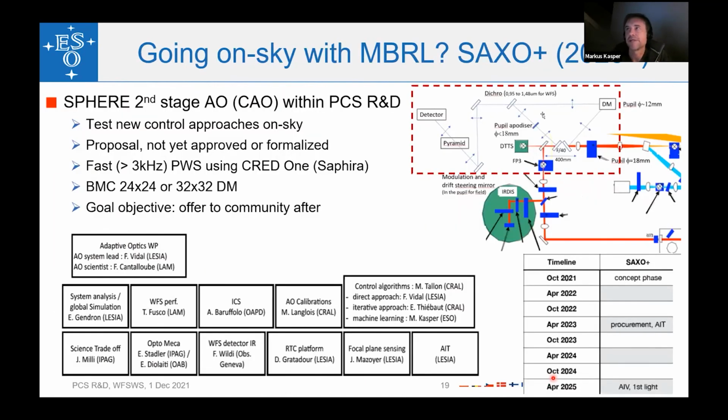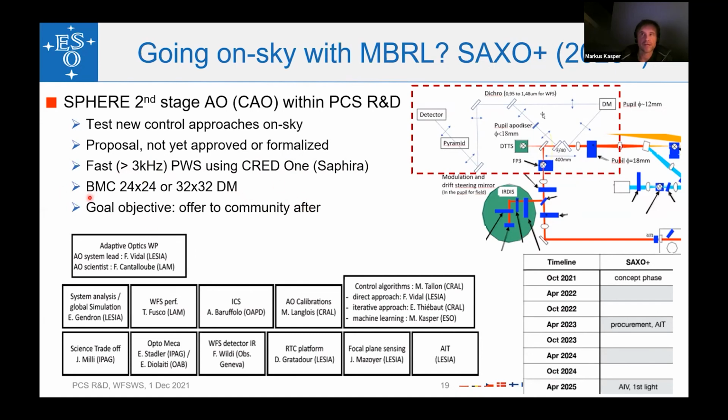The other thing I wanted to mention is that we would eventually also like to test these methods on sky, and there is currently a consortium considering upgrading the SPHERE instrument with a second stage adaptive optics system called SAXO+. The goal for PCS R&D would be to test new control approaches on sky. This SAXO+ proposal is not yet approved, but the main features would be a fast pyramid wavefront sensor in the near infrared, most likely a C-RED 1 camera with a Saphira detector. It would probably use a Boston Micromachines mirror with 24 by 24 or 32 by 32 actuators.